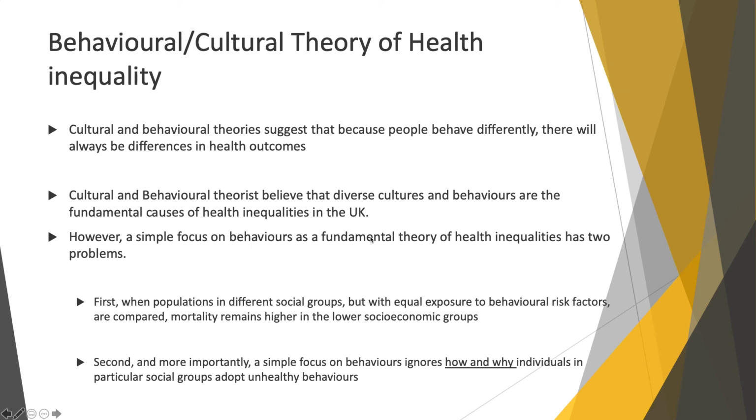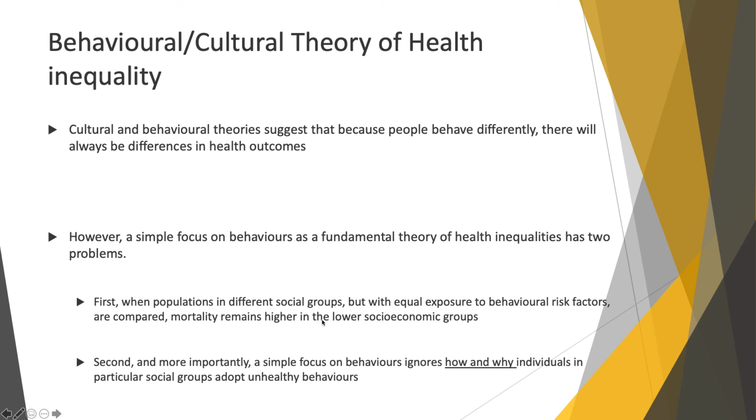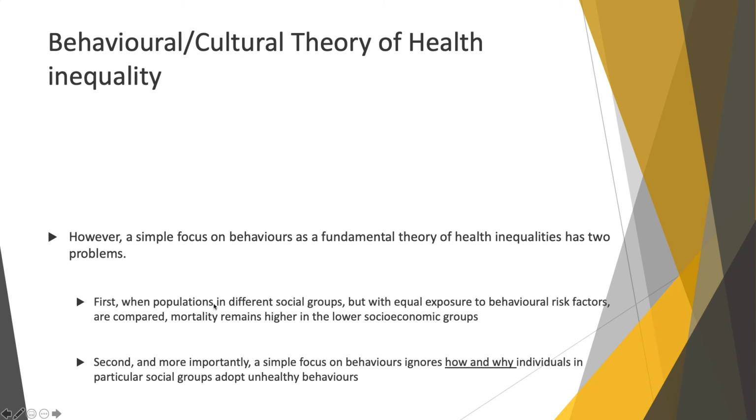However, a simple focus on behavior as the fundamental theory for health inequality has two problems. So first, when populations in different social groups but with equal exposure to behavioral risk are compared, mortality remains higher in lower socioeconomic groups. So what this statement is saying is that if you come into one population where everybody, let's use the popular one, everybody smokes, okay? The person who smokes but is a banker will always have better health compared to the person who smokes who works in a factory. So they're saying that simply focusing on behavior is flawed because irrespective of how people choose to behave, the more money you have, you're always going to have better health.